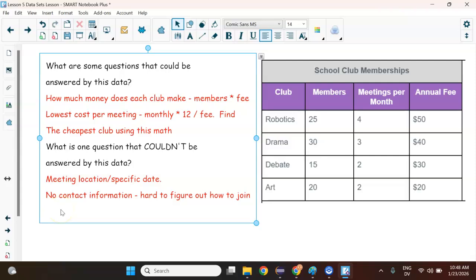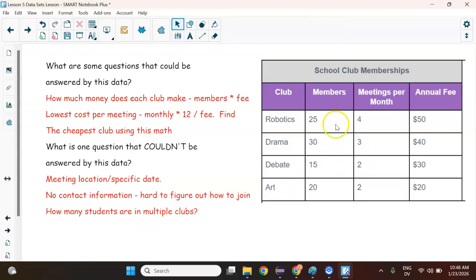Another good one that you might want to know, but you can't actually figure out, is how many students are in multiple clubs, right? Because they don't have the individual members listed in these clubs, we couldn't figure out how many students are in multiple clubs, which is something you might want to know, but based on the data we have here, you would not know that. Okay, so that's it for the examples.